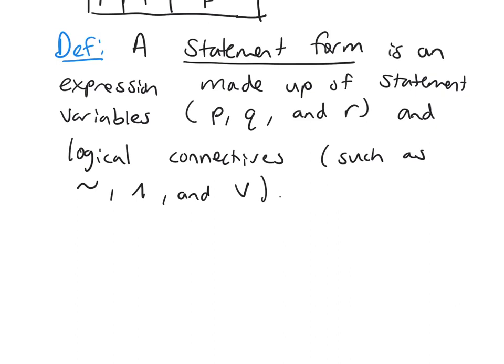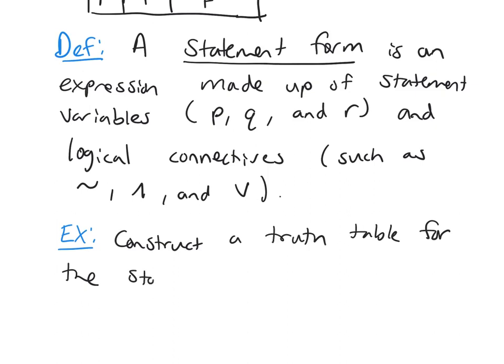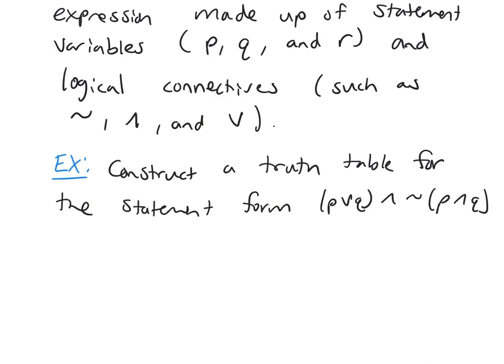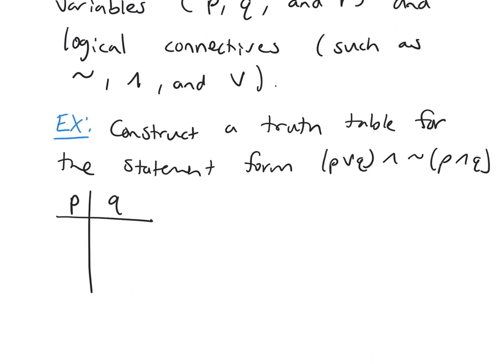Okay, so let's do some truth tables for more complicated compound statements. So let's construct a truth table for the statement form P or Q and not P and Q. So we have two statement variables here, P and Q. So you're going to start your truth table with those columns, P and Q. And we've seen in the past truth tables there are 4 rows here. True, true, true, false, false, true, and false, false.